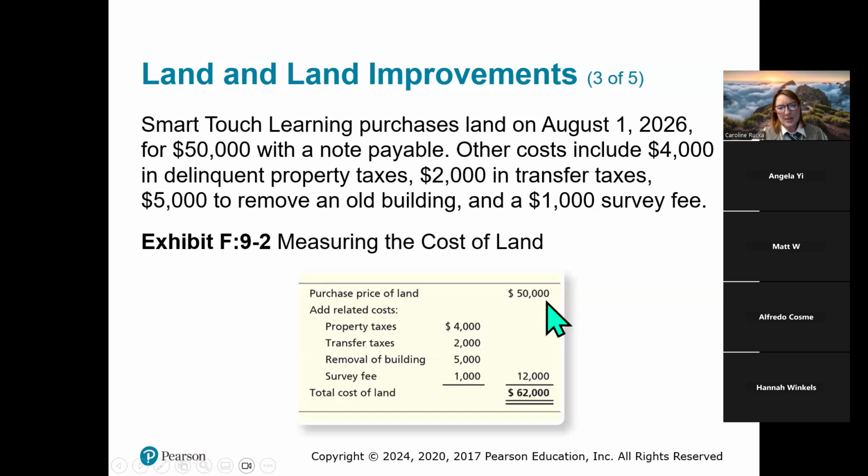As you can see here, we have the purchase price of the land, and then we have all these additional relevant costs. All of these additional costs together are $12,000. So the total cost of the land on our books is going to be $62,000.